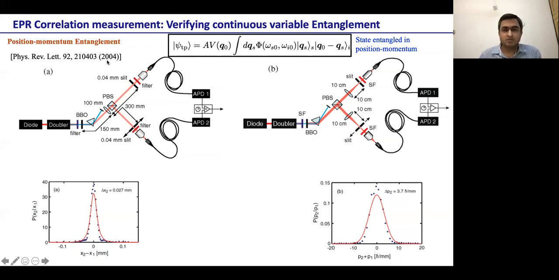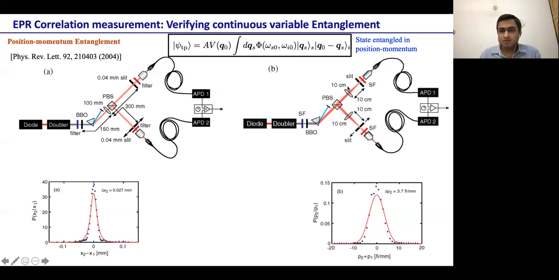This was the experiment done in 2004. Here you have this BBO crystal, and this is type two down conversion. This is the one in which it is pretty much coming collinear, that means when the two rings were just tangentially touching each other. In this configuration, one photon goes this way, the other one goes this way. Now by putting a very narrow slit, 0.04 millimeter, you fix it here, that's the first photon. Then you slide the same size slit across to see what is the position uncertainty of the second one, conditioned on the first one. People actually measured experimentally that the conditional uncertainty is 0.027 millimeter.